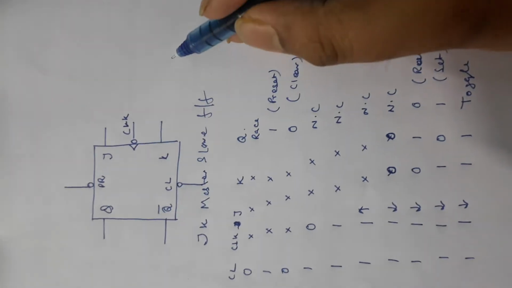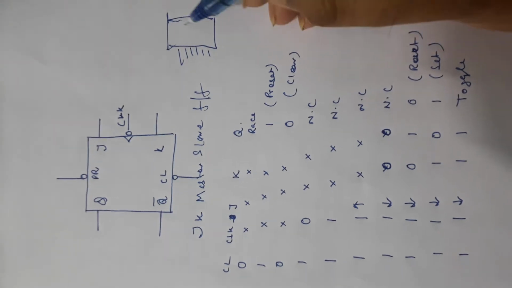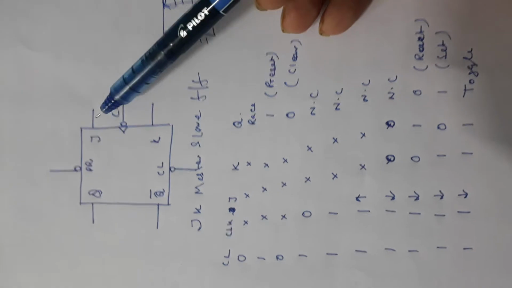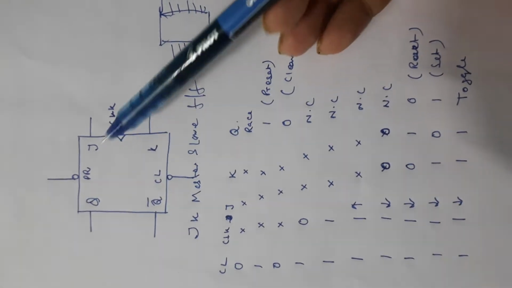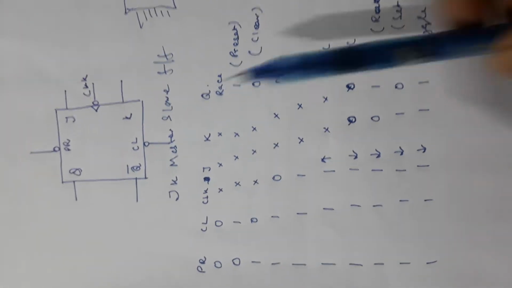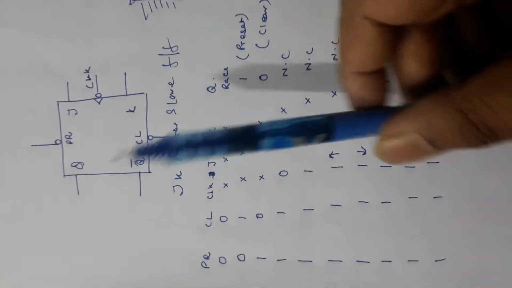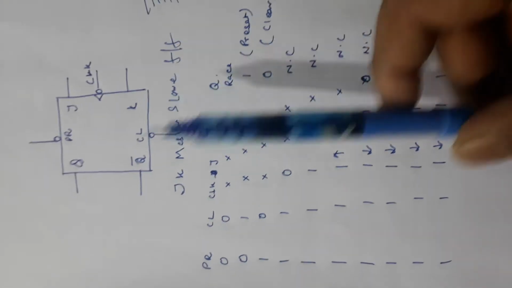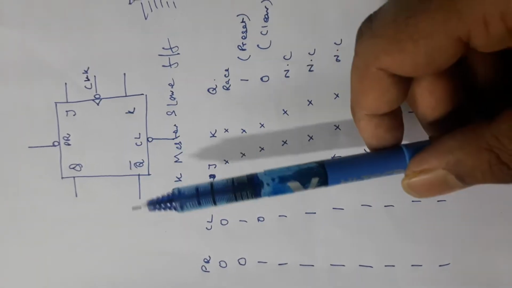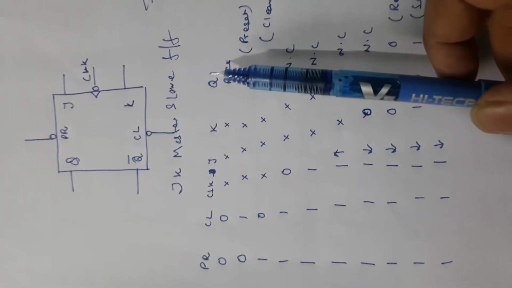Actually, it is available in the form of an integrated chip, right? So, see, J, K, clock, preset, clear. What we had seen, this is the table which gives you the characteristic of this IC. Characteristic means that with what input it is going to produce what output. So see, preset, clear, clock, J, K, Q.